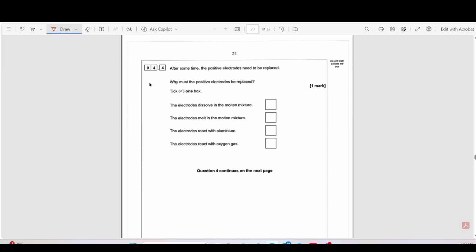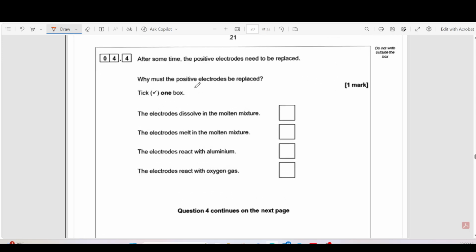Then we have the next question. After some time, the positive electrodes need to be replaced. Why must the positive electrode be replaced? The option is: the electrodes react with oxygen gas. In electrolysis of aluminum oxide, the positive electrode, also called the anode, is made of graphite, which is basically a carbon form.